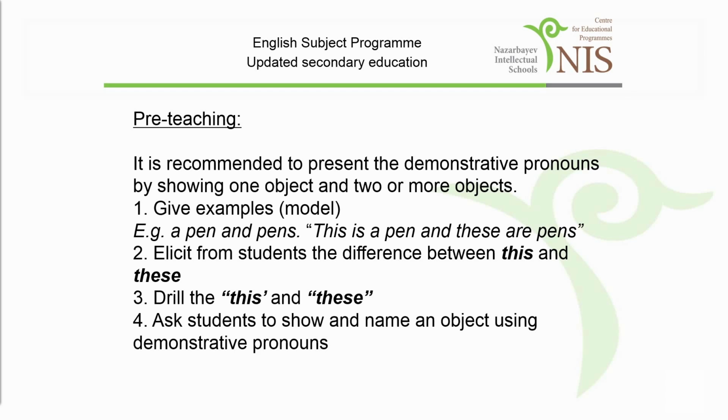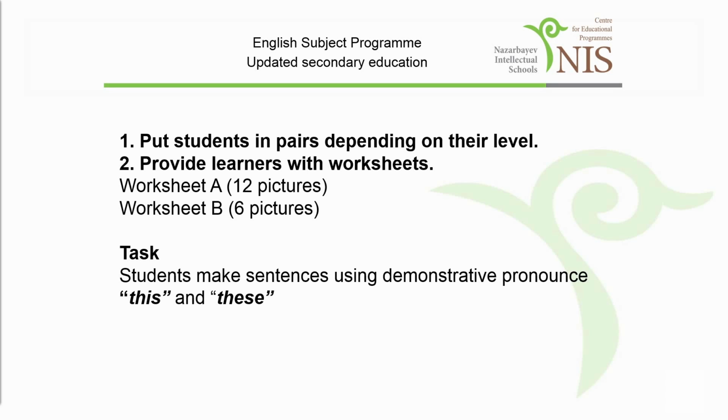Next, you will drill the pronunciation of this and these. Then, elicit examples from your learners by asking them to show and name an object and demonstrative pronouns. After this, you may want to distribute different worksheets with the pictures of objects. Some worksheets have 12 pictures and some of them have 6 pictures. Using demonstrative pronouns and pictures, every student will then make their own sentences aloud, and you may monitor and support if necessary.